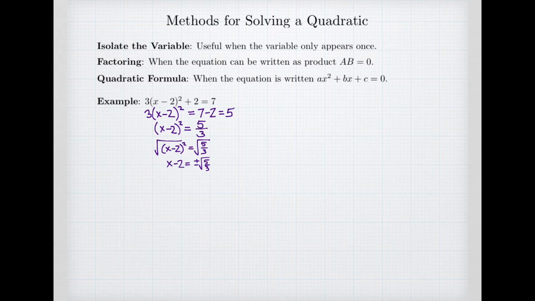And now I finish. The last operation I need to move is I need to add 2 to both sides of the equation. So x has two possibilities. It might be 2 plus square root of 5/3, or x might equal 2 plus a negative square root of 5/3. And those are my two solutions.